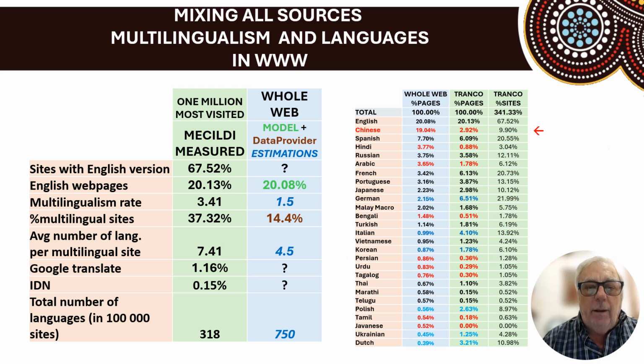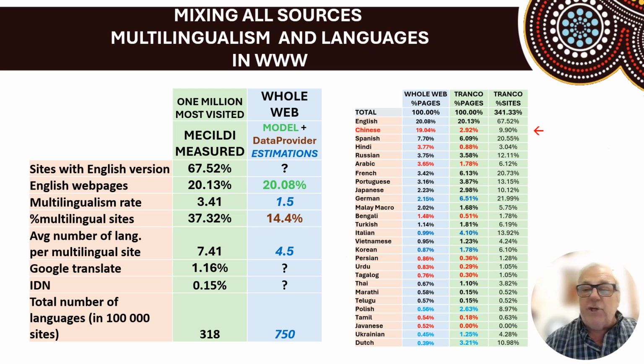67% of websites in the 1 million most visited have an English version, but only 20% of web pages are in English, the same figure as for the whole web, 20%. The rate of multilingualism of the most visited websites is 3.4. The one for the whole web is 1.5, which is higher than the same figure for human beings, number of speakers L1 plus L2 divided by number of speakers L1, 1.44. The percentage of multilingual websites is 37% in the most visited and 14% for the whole web. The average number of languages per multilingual site is 7.4, versus 4.5.